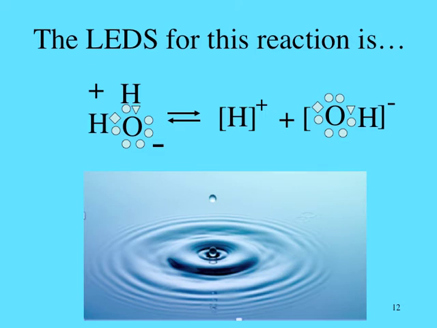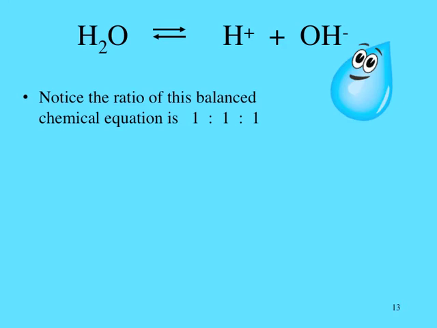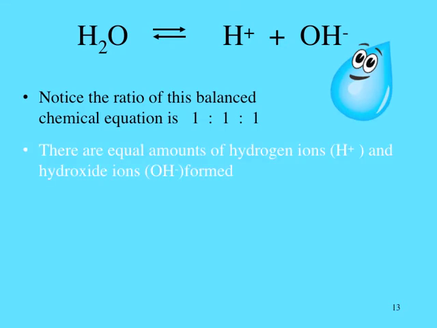All right, so taking a look at this equation, this is actually already balanced. So the ratio is 1 to 1 to 1. And it makes sense that when a single water molecule splits, it forms one hydrogen ion and one hydroxide ion. And you can look at those, and there's two H's on that side and one O, and on the other side there are two H's and an O. So it's balanced perfectly. And when this splits, equal amounts of these are formed. All right?